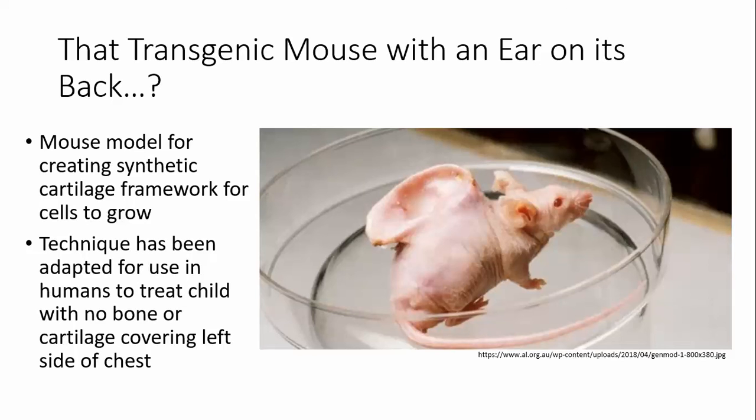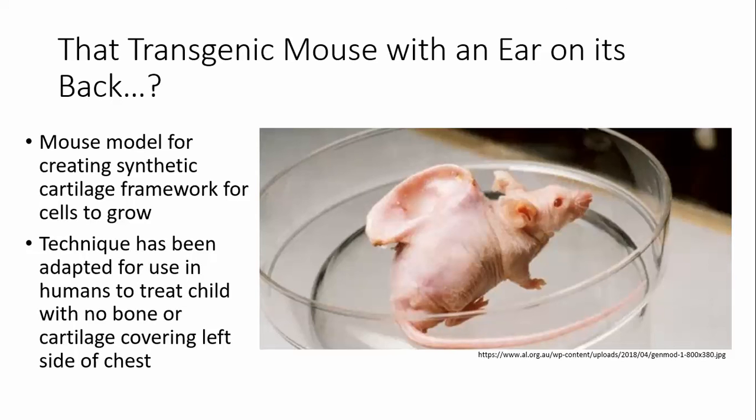What happens is this was an experiment where they basically made a synthetic cartilage framework for an ear. They implanted that, and then the mouse's cells started growing around that synthetic cartilage framework. And it actually had a purpose. They used this technique that they kind of perfected in the mice, and they were able to use it to treat this one child who was born with no bone or cartilage covering the left side of their chest. So there was nothing protecting their heart. Like if you'd punch them in the chest, they would not survive.